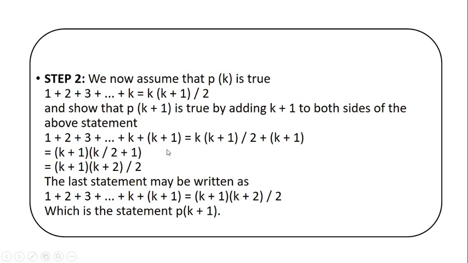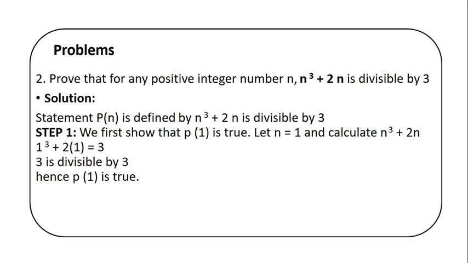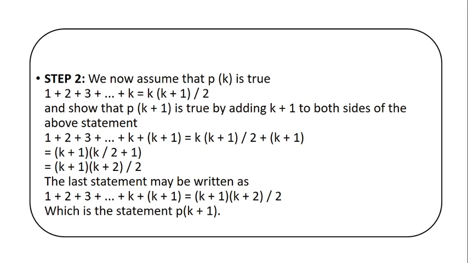1 plus 2 plus 3 and so on up to k plus 1, which, if we simplify this, we will get this form: k plus 1 into k plus 2. That we can write as k plus 1 into k plus 1 plus 1 divided by 2. So, our statement is also true for P of k plus 1 whenever P of k is true. Therefore, we have proved that our statement P of n is true for all positive integers n.